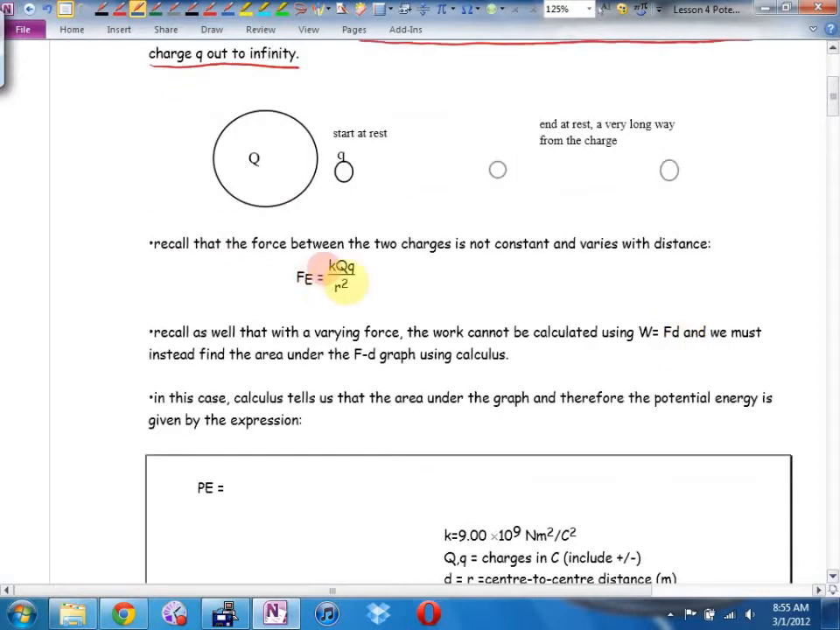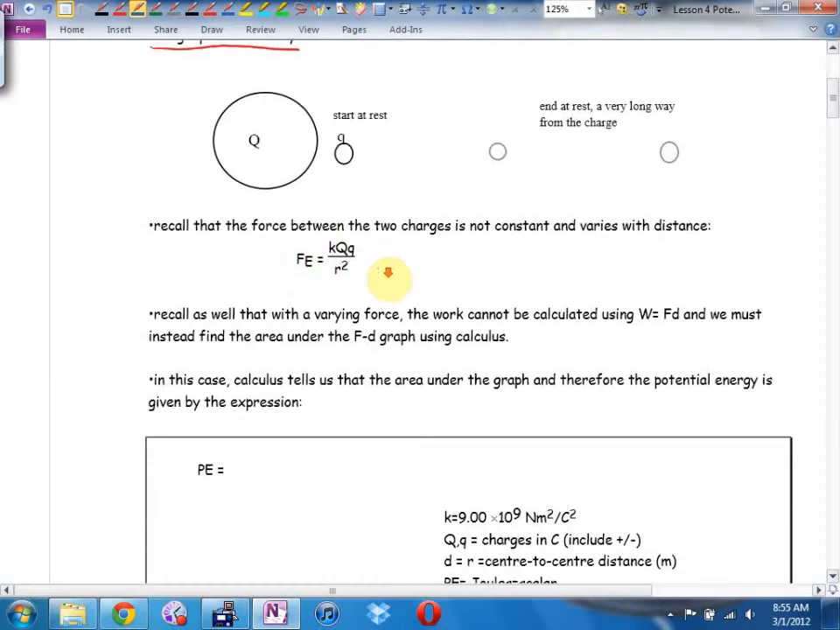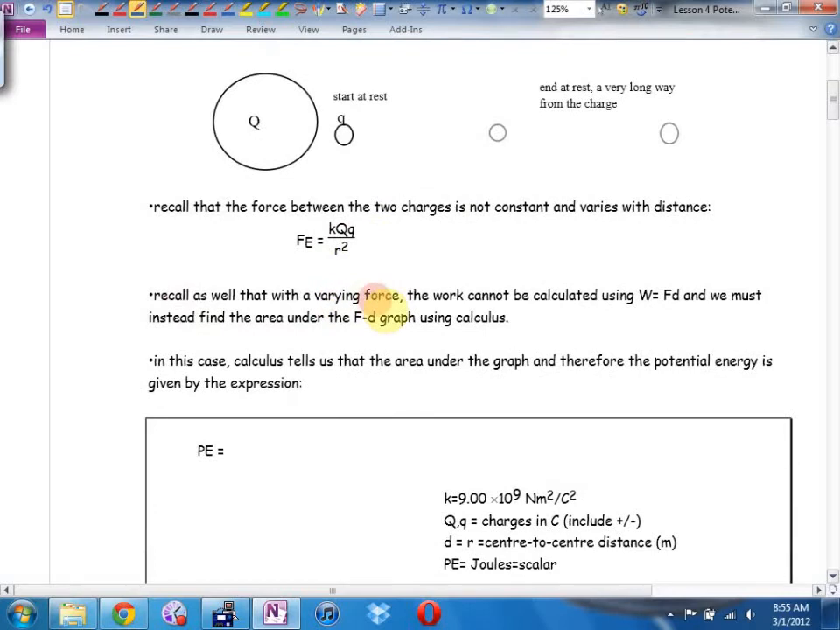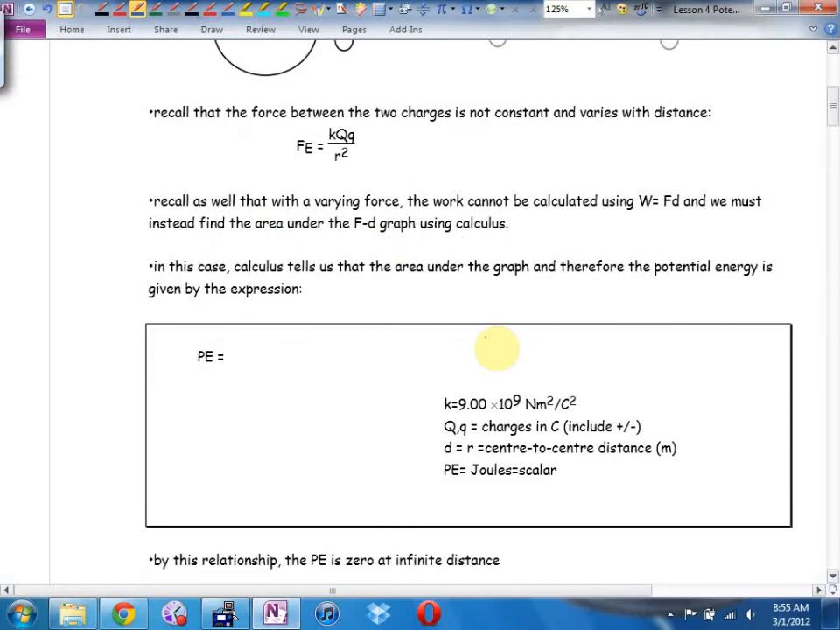Recall that the force between the two charges is not constant, and it varies with distance. There's the force between two point charges. Also recall that with a varying force, with a changing force, we can't use force times distance. We must instead find the area under a force versus distance graph using calculus. And I'm just going to go straight to the punchline. For what it's worth, potential energy is kQ1Q2 over R. Don't write this next bit down, but compare that with potential energy for gravity, which was big G M1 M2 over R. They look fairly similar.